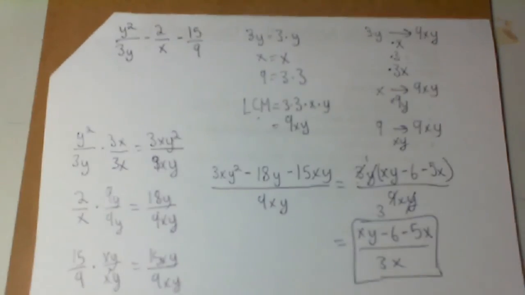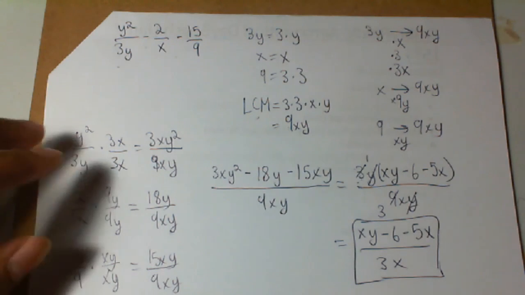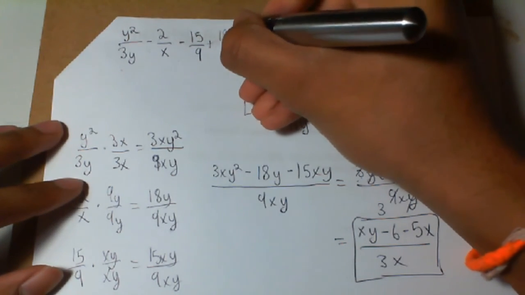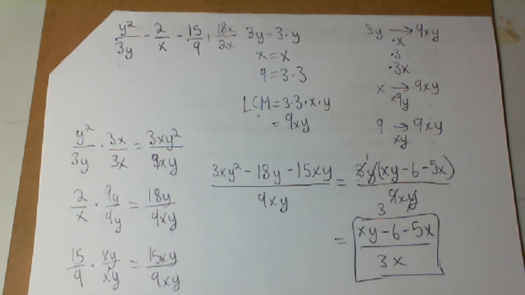So it's essentially the same thing, but with 3 or 4 expressions, you could even have a positive, like 18x over 2x. You're just going to have to find the least common multiple that works with every single one of these expressions. So it's just a matter of that, and then once you find that, everything else is pretty much the same. So that's just a little small thing that you have to recognize. But essentially, that's pretty much it.